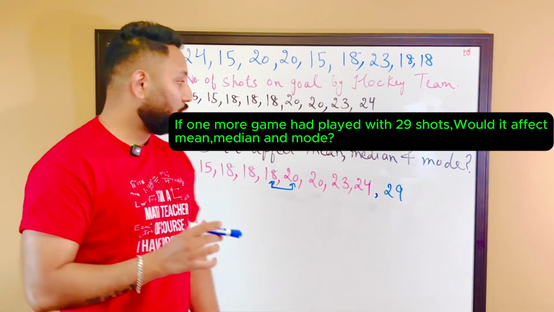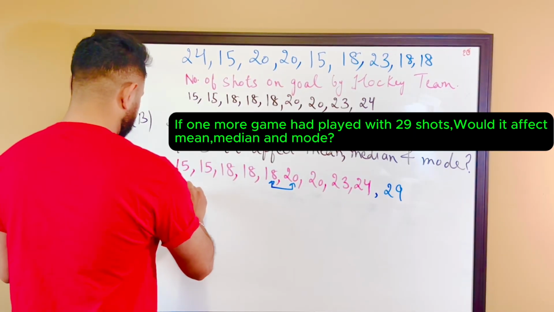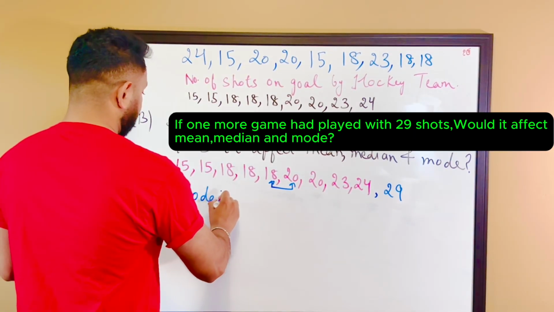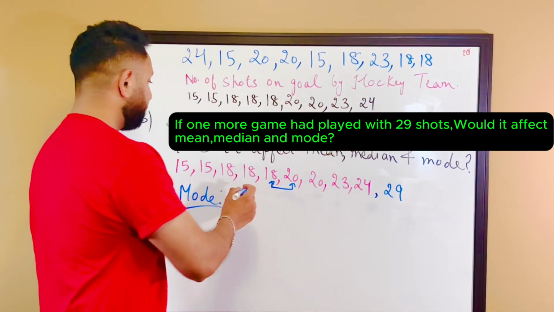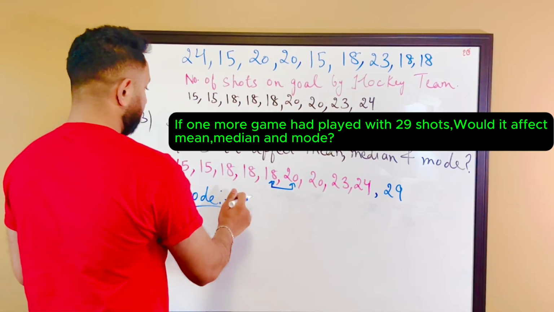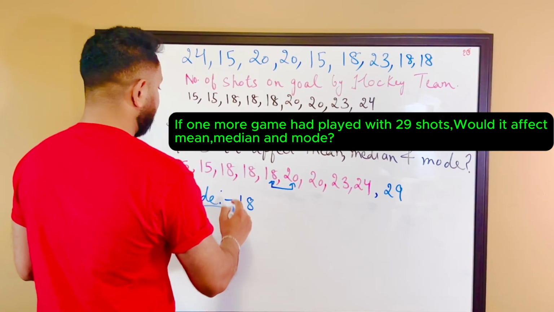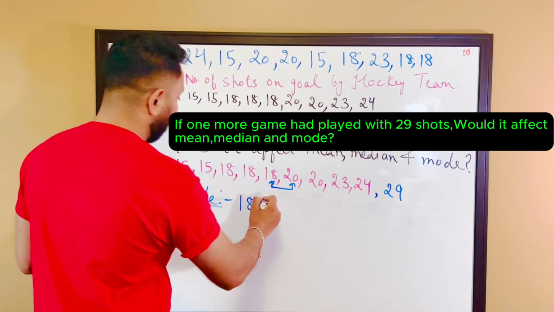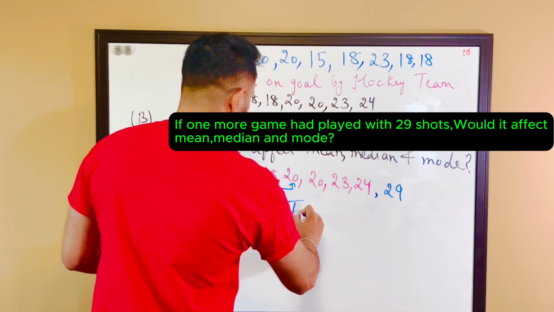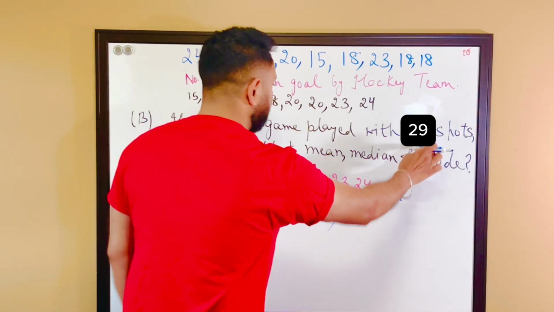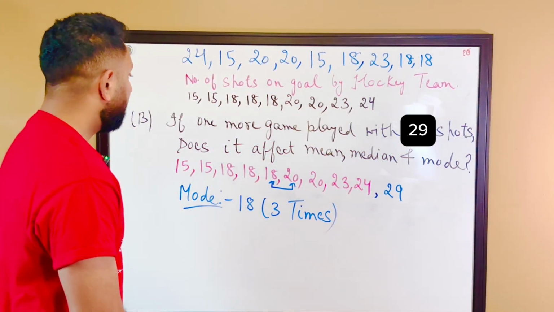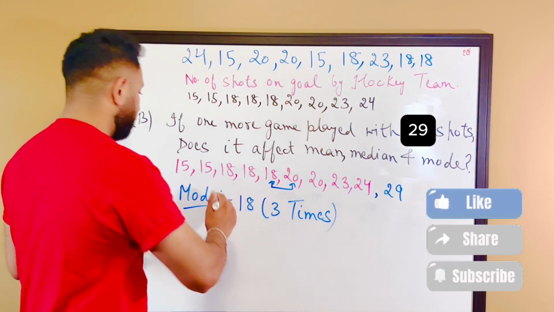Now we're gonna find mode. As we know that mode is the number that occurs most often. So here in the data set, 18 is the number that occurs most frequently, 3 times, even with an added game played with 29 shots. So that means there will be no effect on our mode.